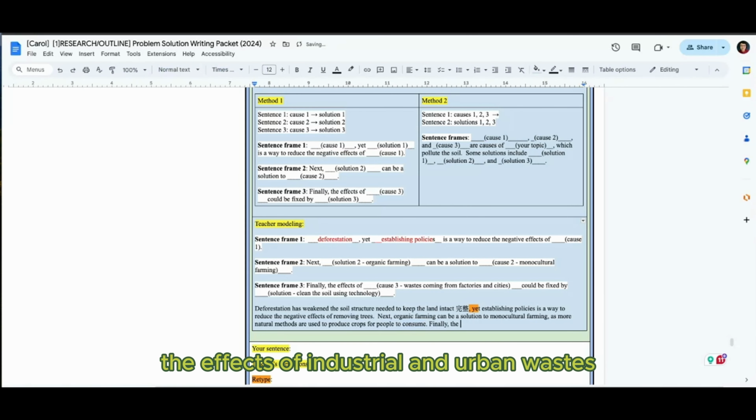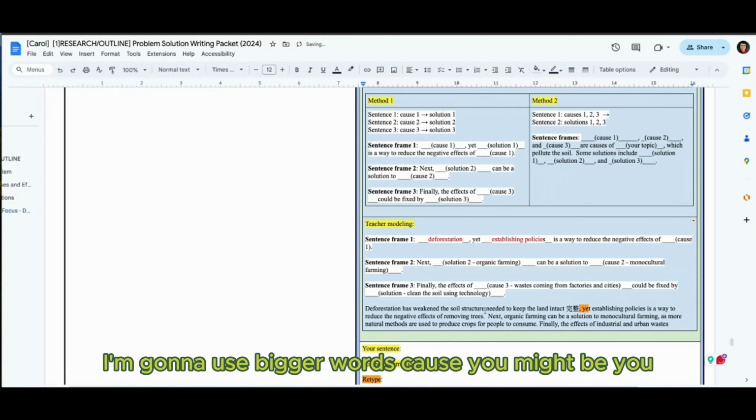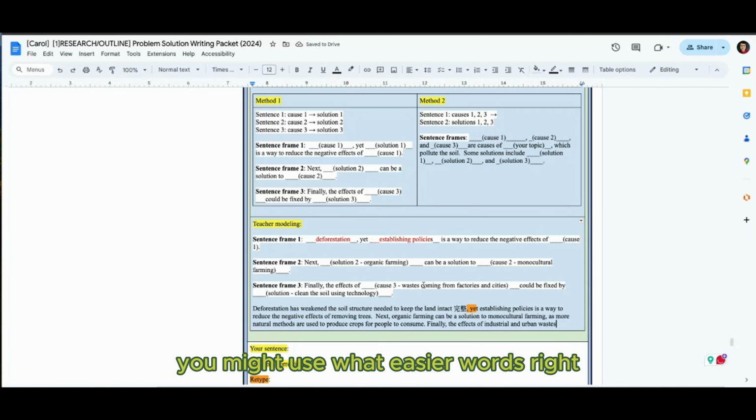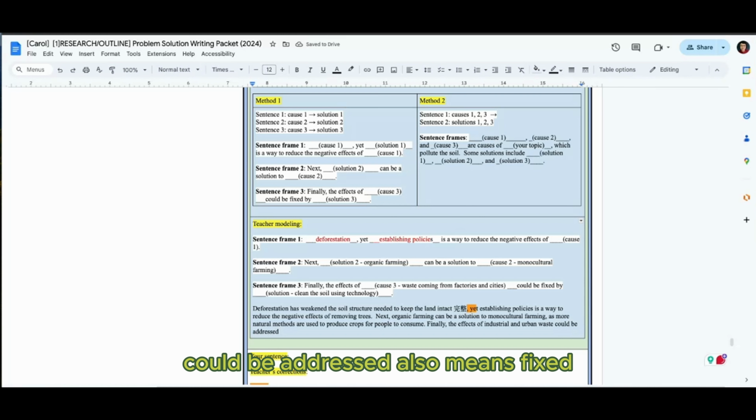Finally, the effects of industrial and urban wastes. I'm going to use bigger words because you might use easier words, right? Waste should be singular, and urban waste. How can they be fixed? Could be... I'm going to use addressed. Could be addressed. Also means fixed. So you can use fixed. I'll use addressed. Okay, I'll use a higher level of writing. Could be addressed by what?